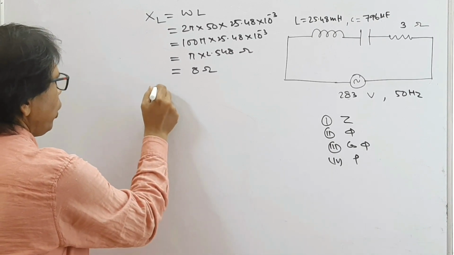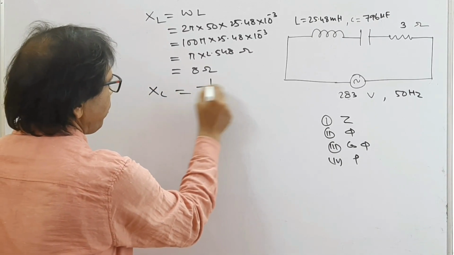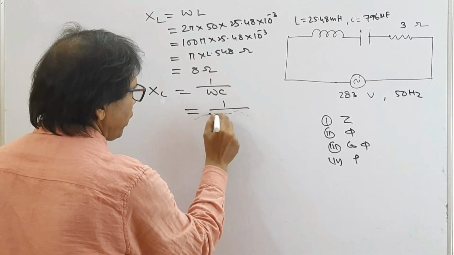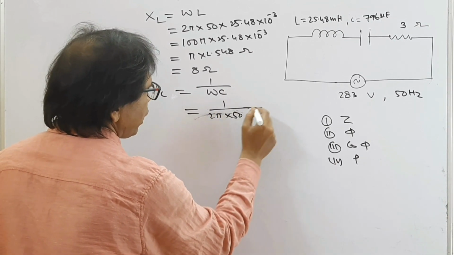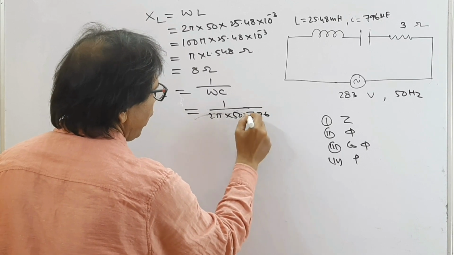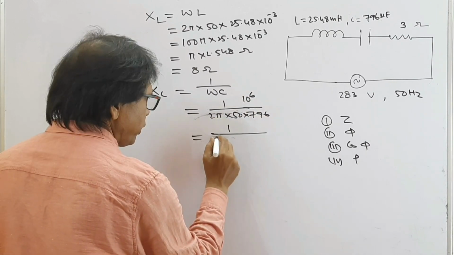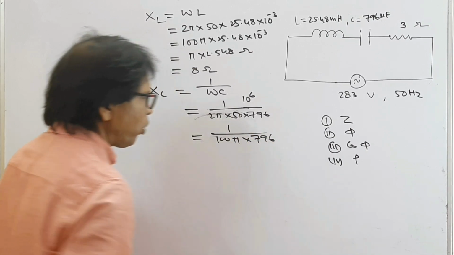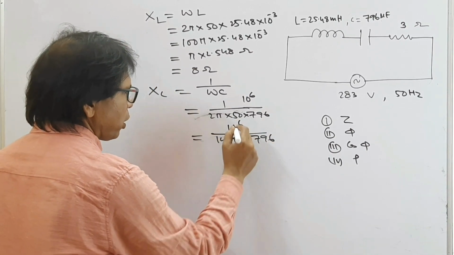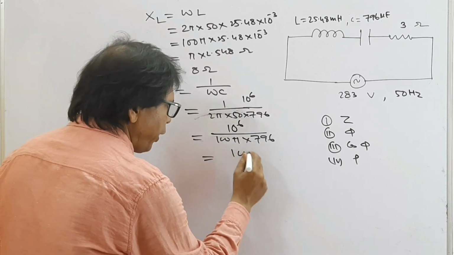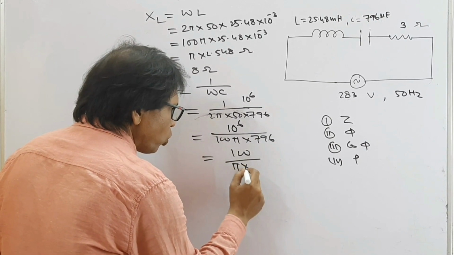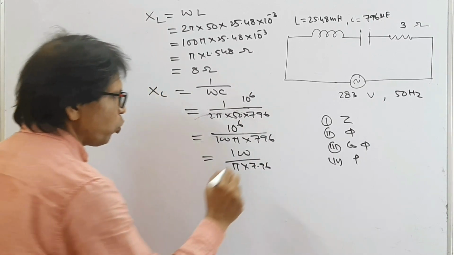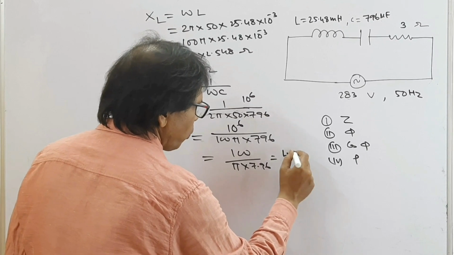Now XC. XC is equal to 1 by omega C. Now this is 2 pi into 50, and C equal to 796 into 10 to the power minus 6. This is 100 pi into 796 into 10 to the power minus 6. This is 100 divided by pi into 7.96. Now this into this is equal to 25, so this is 4 ohm.